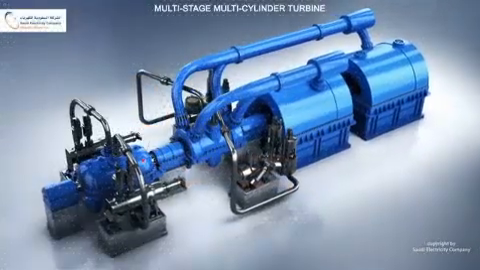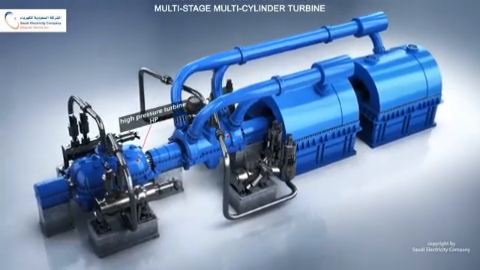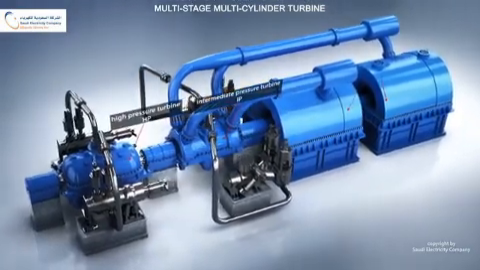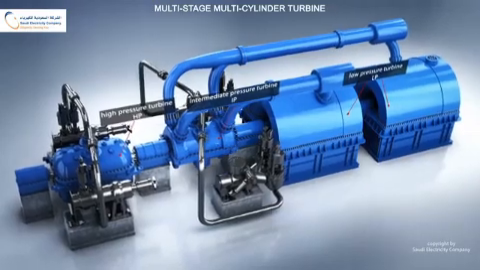This turbine consists of 4 individual turbine units, 1 high pressure, 1 intermediate pressure, and 2 low pressure units rigidly coupled to each other.